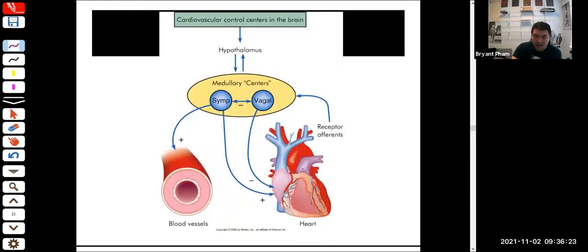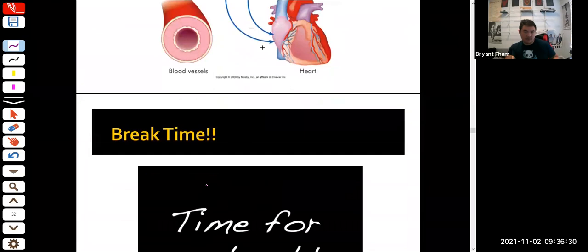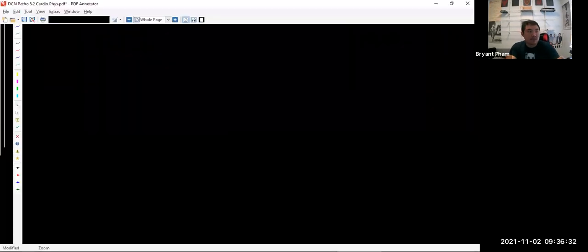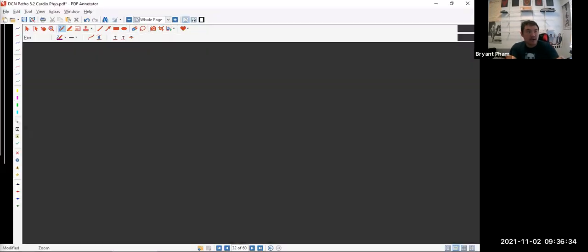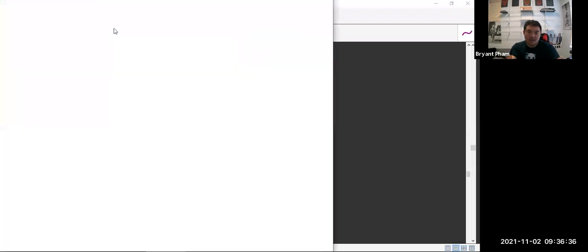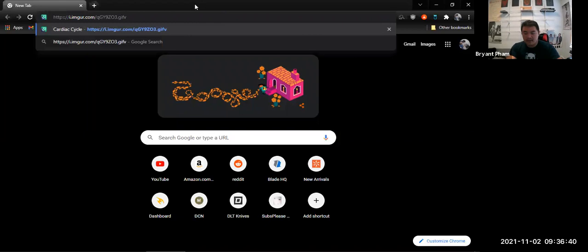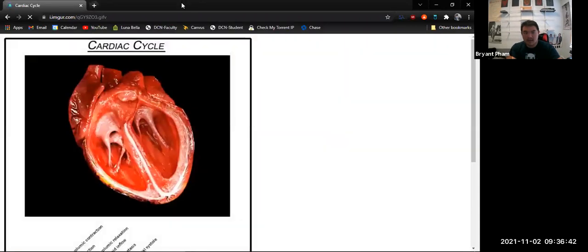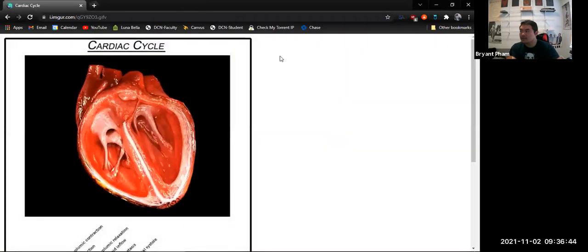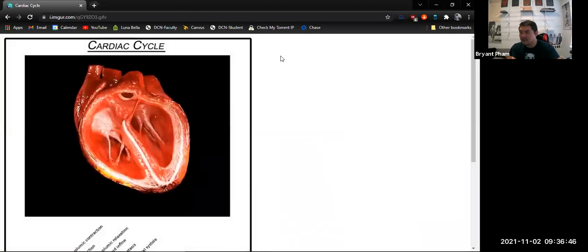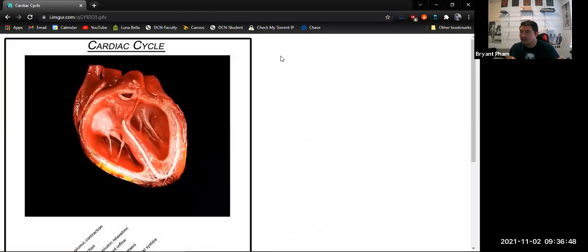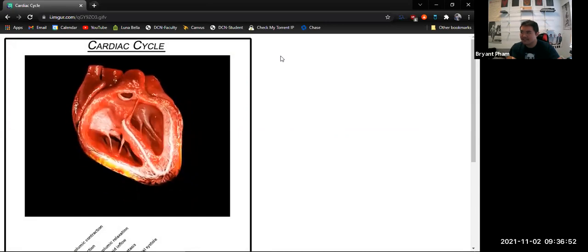Cool. So your heart can be affected by your brain, but so can your blood vessels. And that's where we're headed after a break. That was a good chunk of material. So after break, we're going to come back and talk about blood vessels. If I were you, I would get a handy little calculator. You can use the calculator on your phone as well, but you might need one for the second part. It's not terrible, I promise.